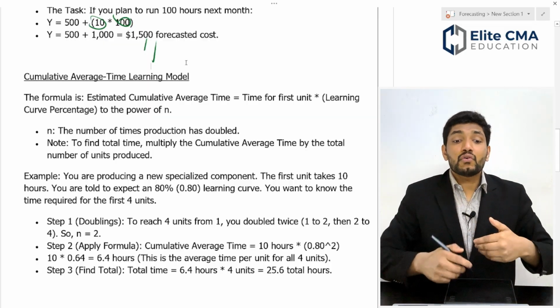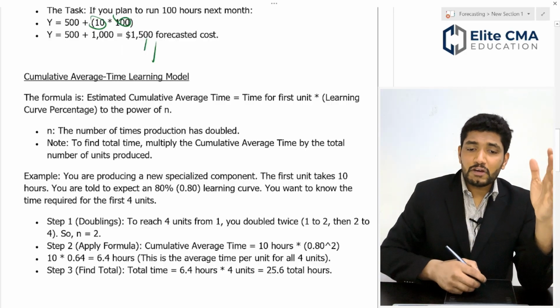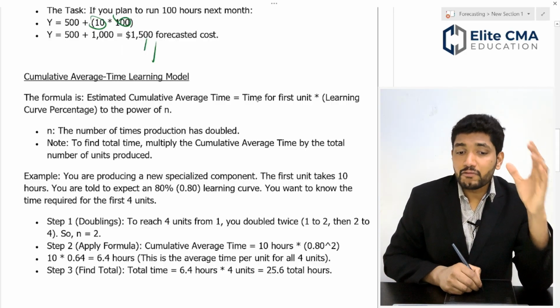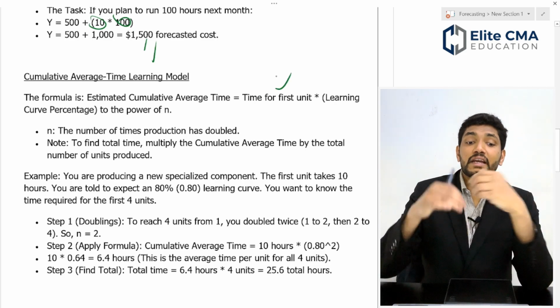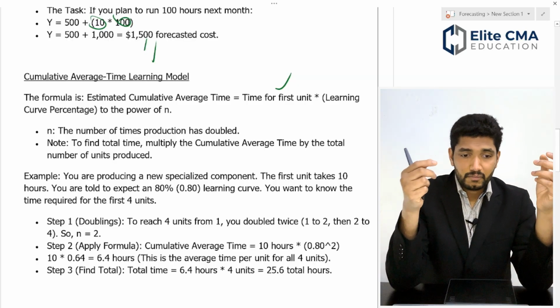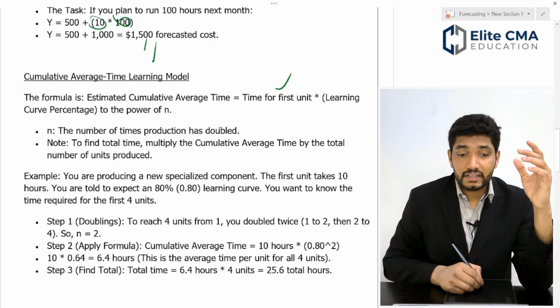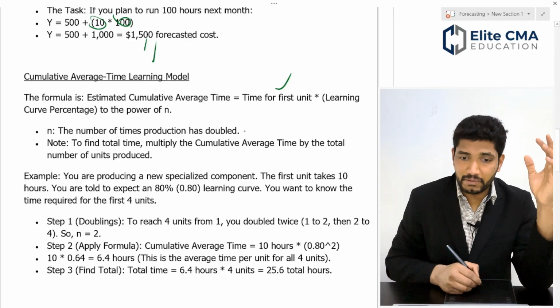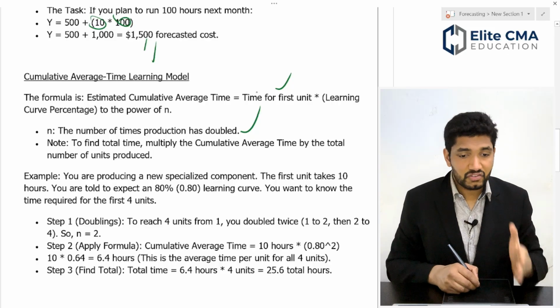Now let's move into learning curve analysis. The formula for the learning curve is time for the first unit times the learning curve percentage raised to the power n, where n is the number of times the production has doubled. We will move into an example for easy understanding.